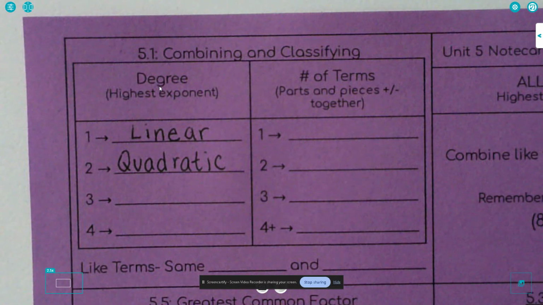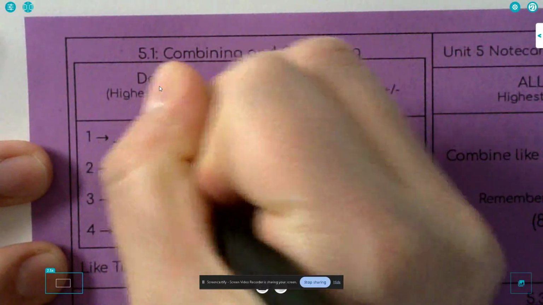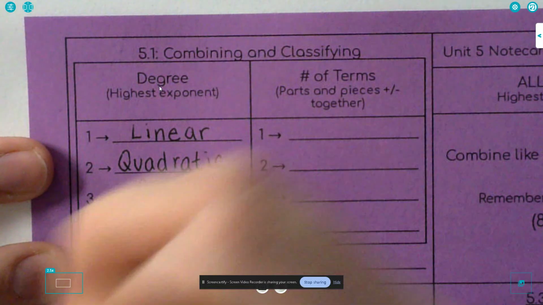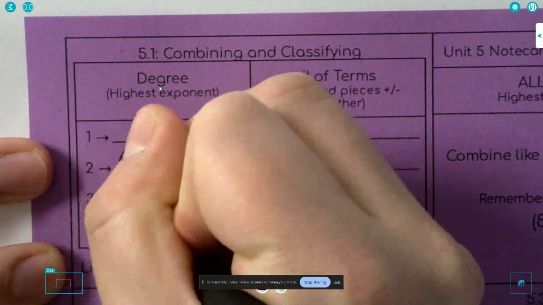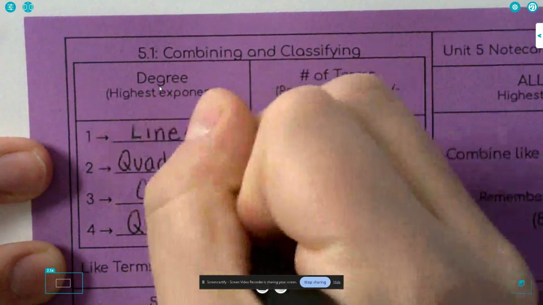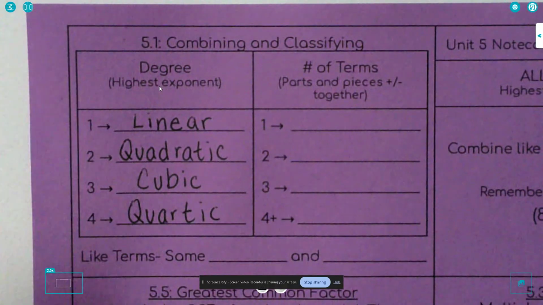Degree of 3 is cubic, cub, like a bear cub, ick. And degree of 4 is quartic, Q-U-A-R-T, like a quart of milk, ick. Okay, so we classify based off of degree.